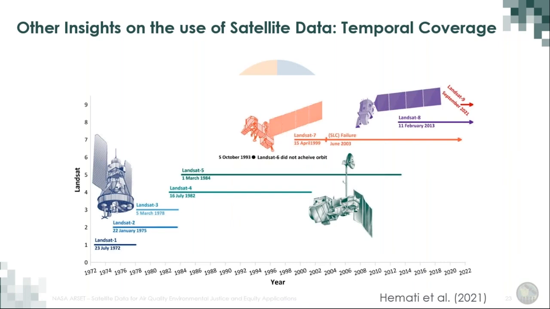This figure illustrates how, for example, NASA's Landsat satellites provide approximately 50 years of historical data. Multitemporal analysis in environmental justice is important to consider as it can support characterization of cumulative impacts, which refers to the multiple environmental and social stressors communities face over time that can increase vulnerability.